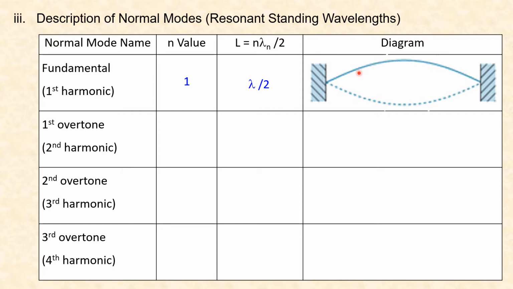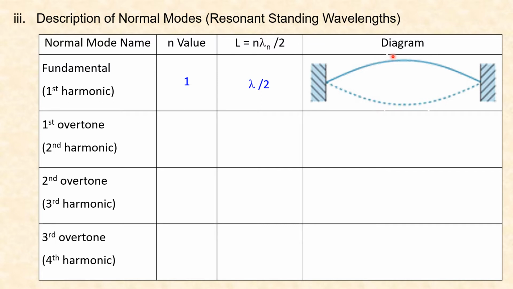You'll notice here that since we have a string that is fixed at both ends, the ends themselves, where there's no displacement of the medium, must be nodes. So here and here we have nodes, and in between we're going to have an antinode. That is the lowest frequency standing wave available for a string fixed at both ends, where the ends are nodes. That must happen, because they are physically fixed there, and there's an antinode in between.